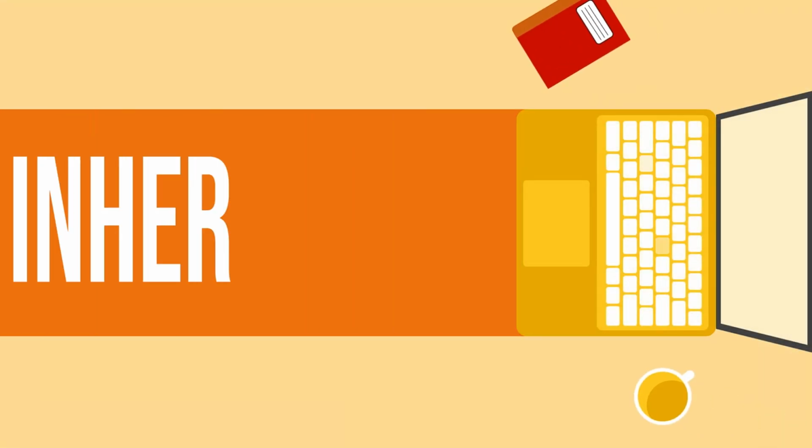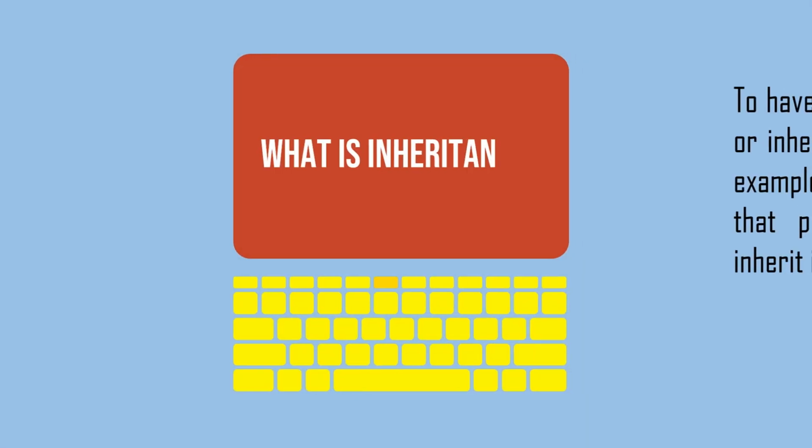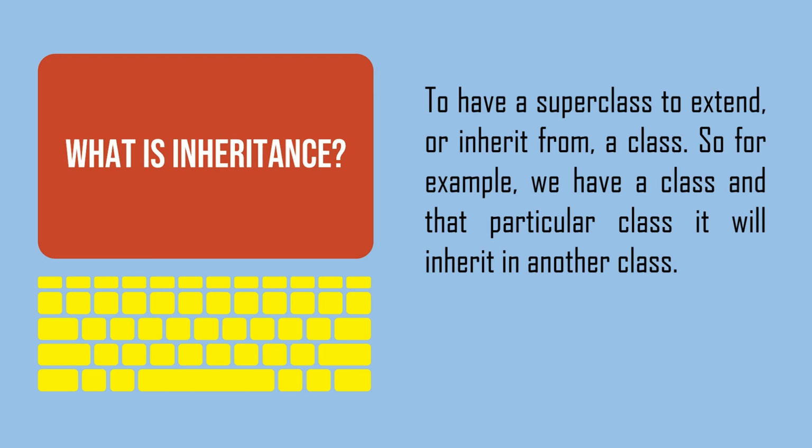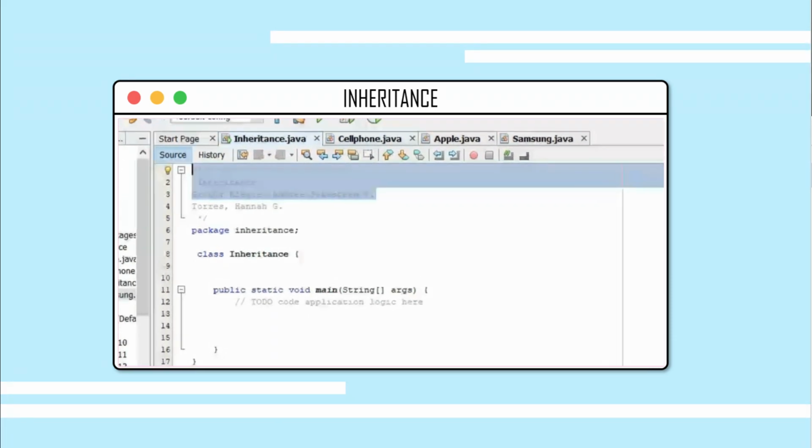To begin this lesson, let us know first what is inheritance. It is to have a superclass to extend or inherit from a class. So for example, we have a class and that particular class will inherit in another class. And today, I'll show you how to use inheritance. As you can see, we have 4 classes.